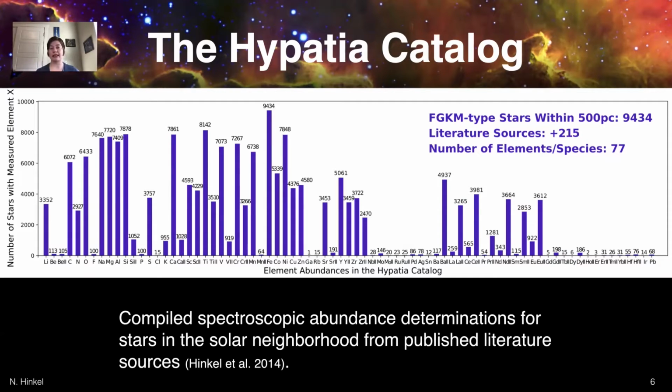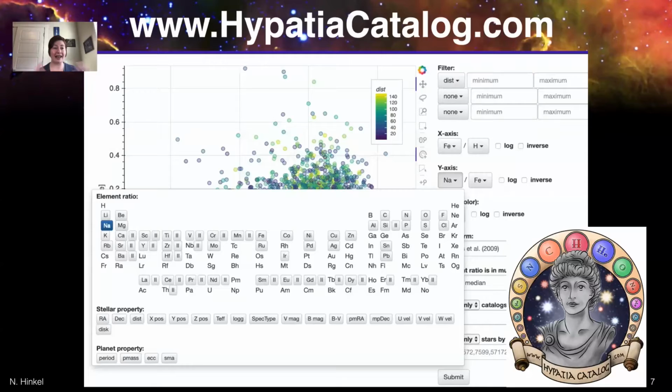In total, there are 9,434 stars currently within the Hypatia catalog. This database was put together by amalgamating about 215 different literature sources in order to create as large a database as possible. Currently, the Hypatia catalog has 77 different elemental abundances. Like I said, this is something that I've worked on for a long time, and it even has a front-facing website such that anybody can access the data. So this is really what we use because it's quite a big resource with all of the different elemental abundances.